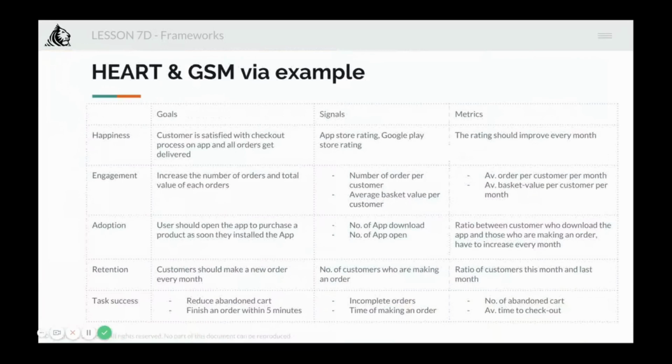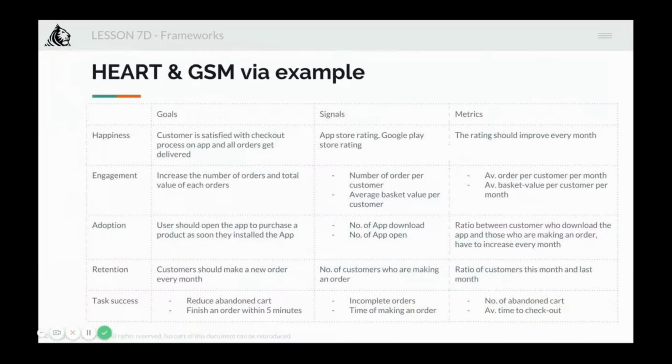So in the example shared on this page, you can see, for example, the happiness goal is that the customer is satisfied with the checkout process on the app and all orders get delivered. That is the goal. What are the signals? The signals could be the App Store rating and Google Play Store rating, and the rating should improve every month. That's the metric that we would like to track. So that is the rate of increase, or maybe the average rating per month.